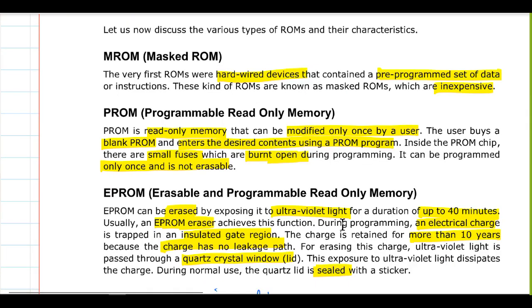So there are a number of types of ROMs that you can find in the market. To discuss very briefly, there is what is called masked ROM, or MROM. These are very fast ROMs that were hardwired, containing a pre-programmed set of data or instructions. These are also called masked ROMs, which are most of the time inexpensive. So we talk about hardwired. It's just like you are programming it, but by hardwiring.